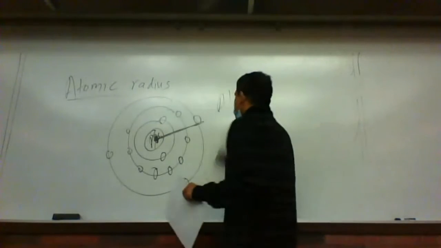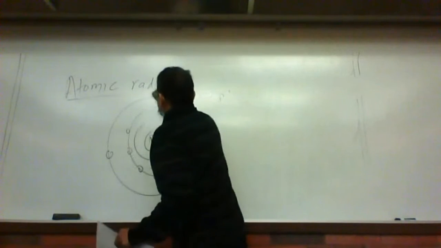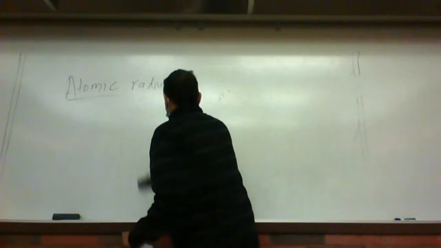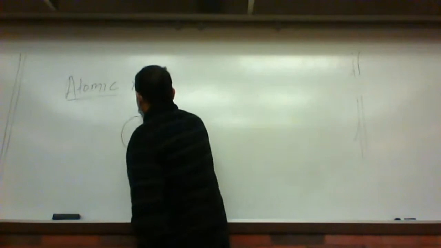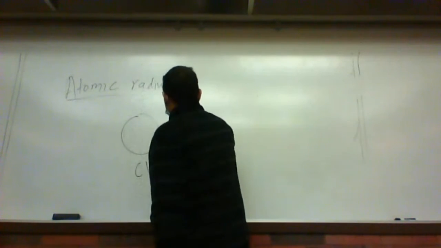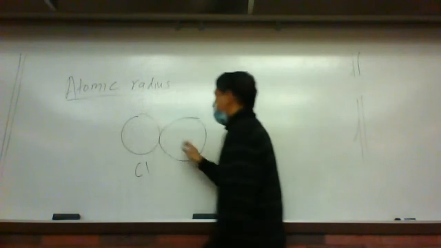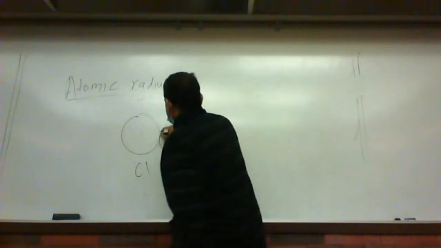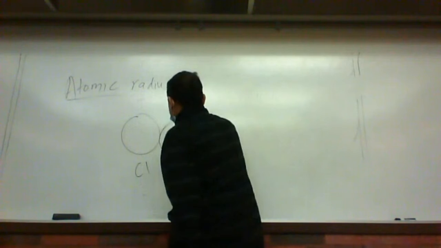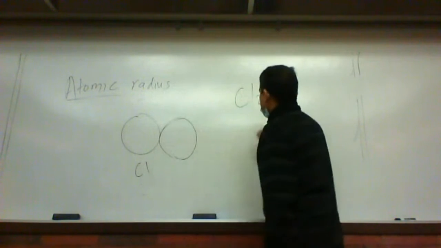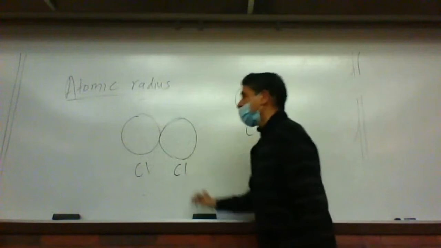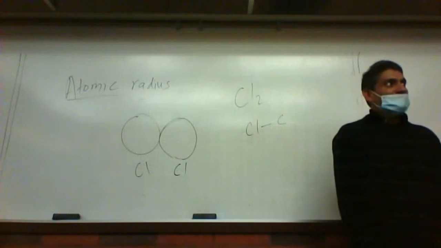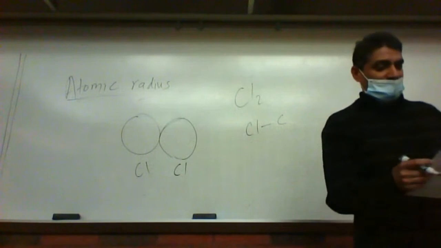People measure it a little bit differently. So this is how it is defined. But how do people really measure this one? Let's say this is a chlorine atom and this is also a chlorine atom. Two chlorine atoms are sitting together like this. They have the same size actually. So if you have a chlorine molecule, we could write Cl and Cl. This is a Cl atom, this is a Cl atom. I have two Cl atoms, right?